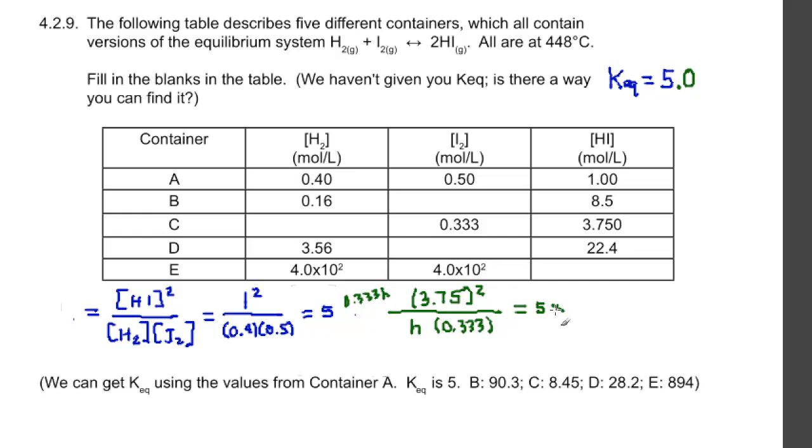And on this side by 0.333H. These cancel, so we have no more denominator, and we're left with 3.75 squared, which is 14.0625. And on the right side, we get 5 times 0.333, which is 1.665.